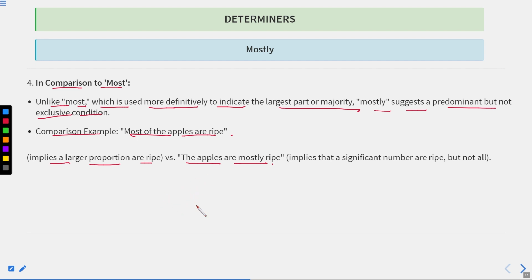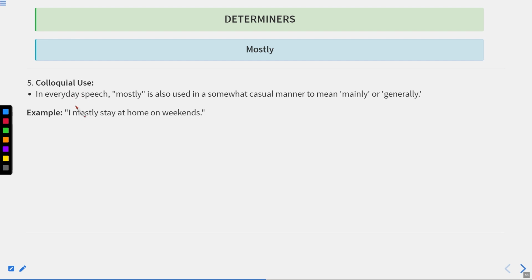Now, the apples are mostly ripe implies that a significant number are ripe, but not all. Mostly ripe means that only a few are not ripe, otherwise mostly all are ripe. So, except a few.